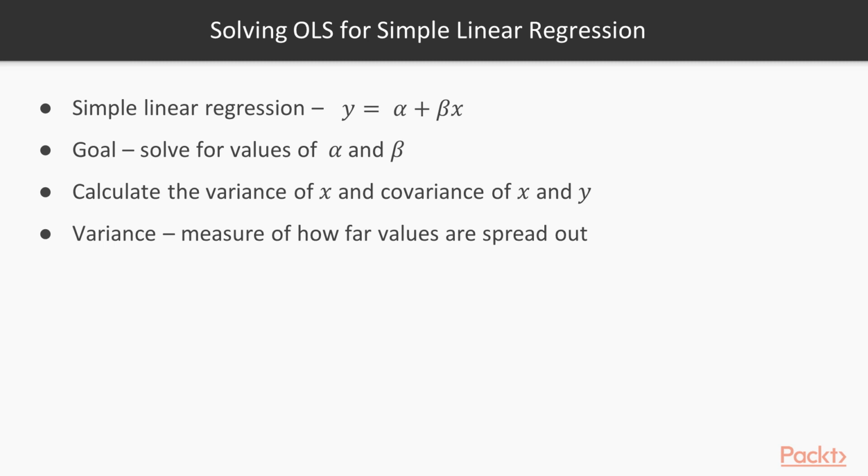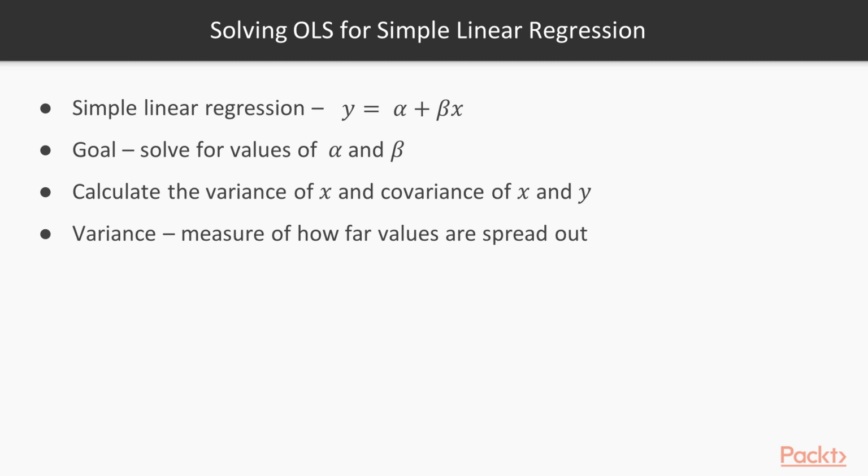Recall that simple linear regression is given by the equation y equals alpha plus beta x, and that our goal is to solve for the values of beta and alpha that minimize the cost function. We'll solve for beta first. To do so, we'll calculate the variance of x and the covariance of x and y.